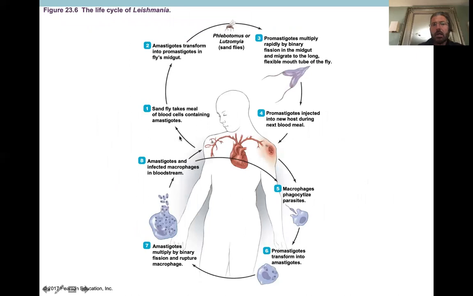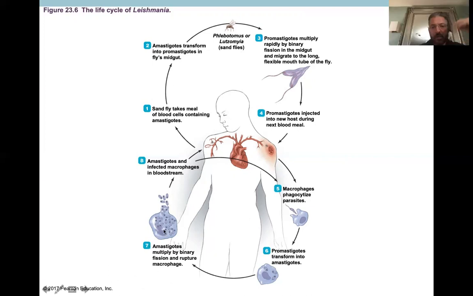And then showing you here. Sandfly takes a meal of blood containing amastigotes. So that's going to be from some kind of mammal, as it takes a blood meal. Right? They're going to pass it on to this human host. All right. The amastigote transforms into the promastigote in their midgut. Right. These multiply again by binary fission in the midgut and migrate to the long, flexible mouth tube of the fly. So they start developing in the midgut, and then they migrate to the mouth, right? And then the sandfly re-injects it into the next host.